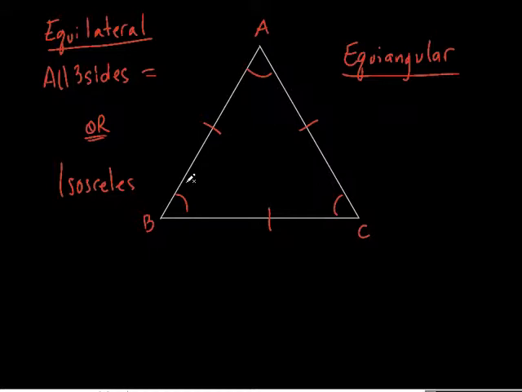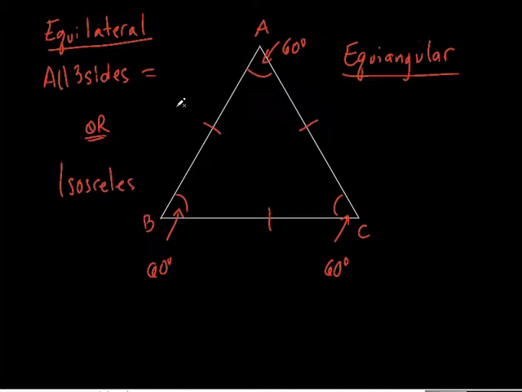what is each angle going to be? It's going to be what? 60 degrees. Everybody see that? And it doesn't matter how big the triangle is or how small the triangle is. Anytime you have an equilateral triangle, it's also going to be equiangular. And if it's equiangular, every angle in there is 60 degrees.